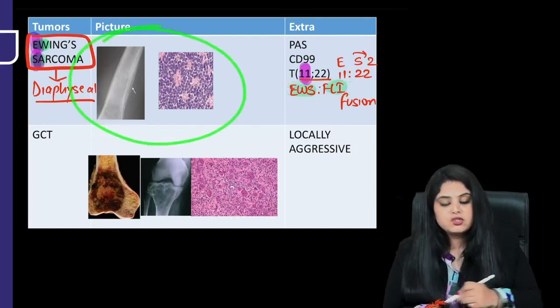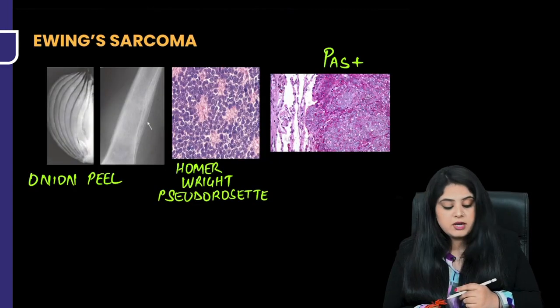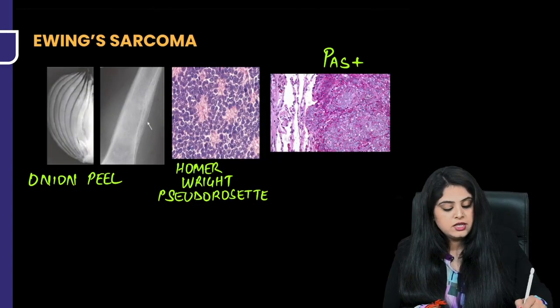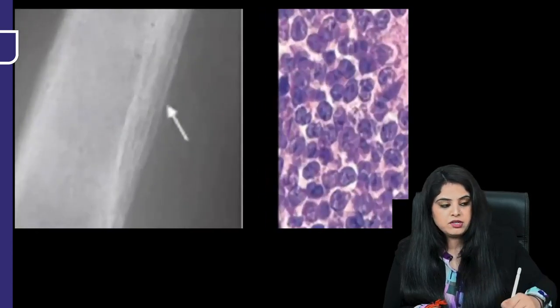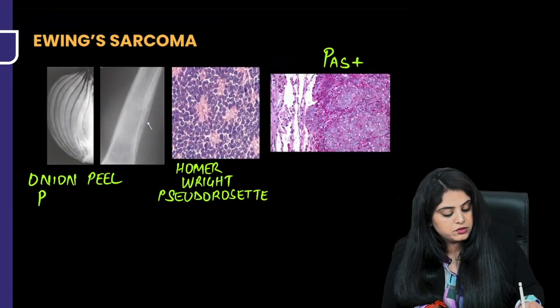So let us see these pictures first. How do you see this Ewing sarcoma under the microscope and radiology? You see the very famous onion peel appearance. If you ask me, ma'am, what is this onion peel? What is this layer by layer that is getting deposited? It is nothing but the periosteum. So this is a kind of a periosteal reaction.